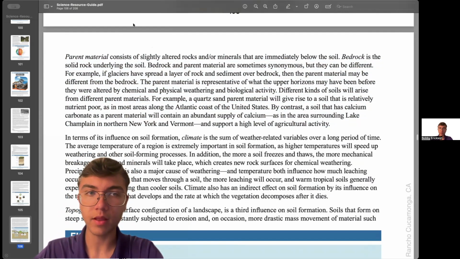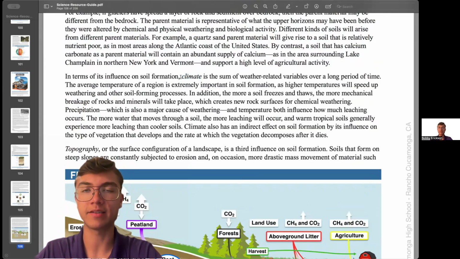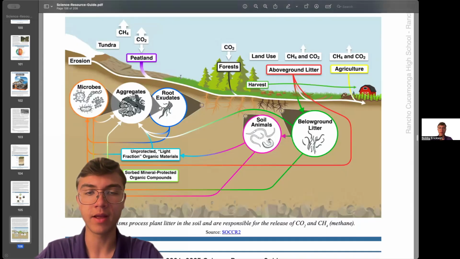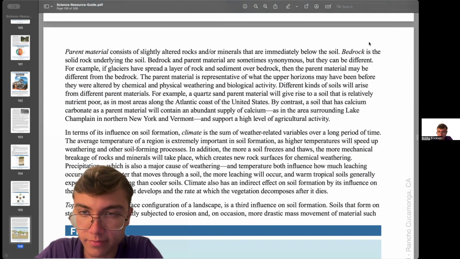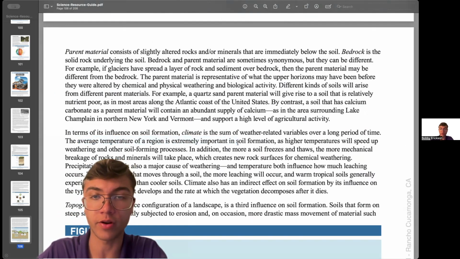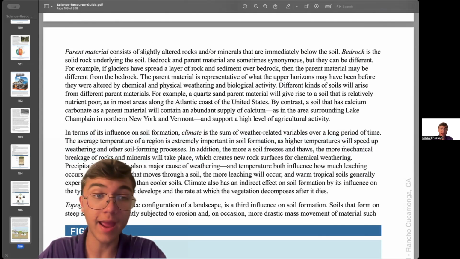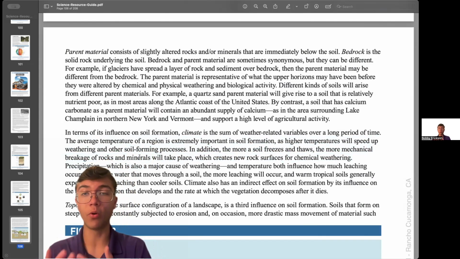So then we want to start to talk about climate. Climate is the second state variable that will impact the type of soil that's forming here. And so we can see that average temperature is usually very important for soil formation. So higher temperatures mean more weathering and other soil forming processes. And then if soil freezes and thaws, there's going to be more mechanical breakage of rocks and minerals, which creates new rock surfaces for chemical weathering.